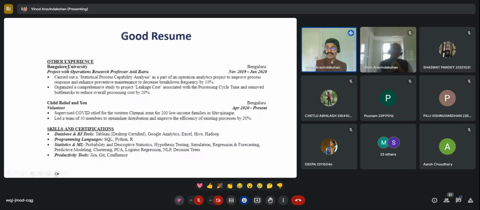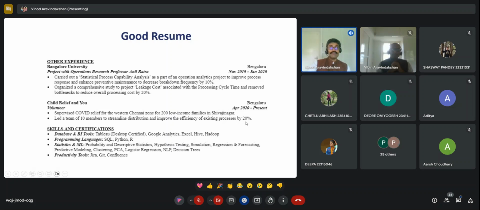On top of it, if the person doesn't have enough industry experience, even if you have volunteer experience, you can put it up there. For example, if you supervise some COVID relief work, you work for an NGO, non-profit, it's okay to put it there. But you also need to add numbers. So in this case, the person did COVID relief work for 200 low-income families, led a team of 10 members. Fantastic. That shows that the person has leadership potential and improved the efficiency of processes by 20%.